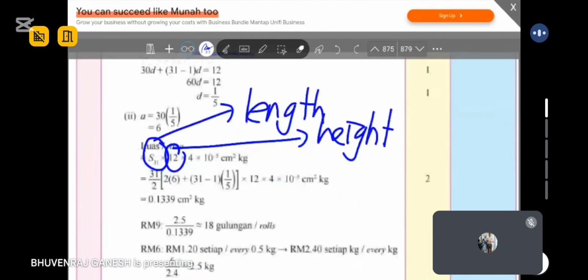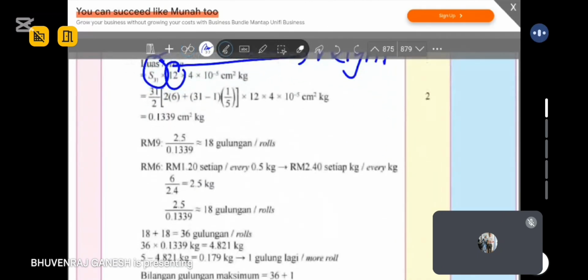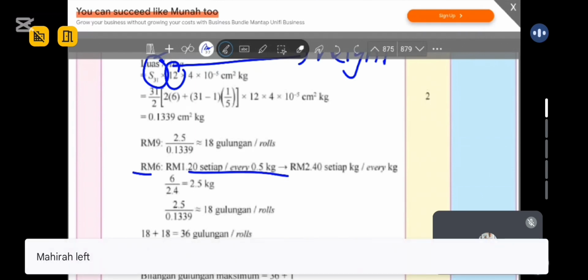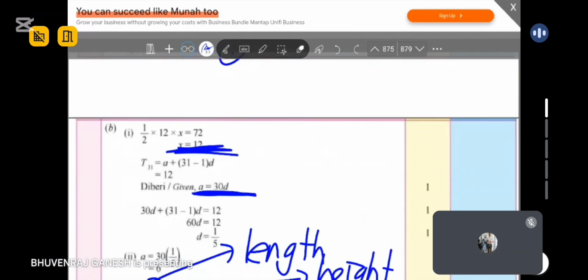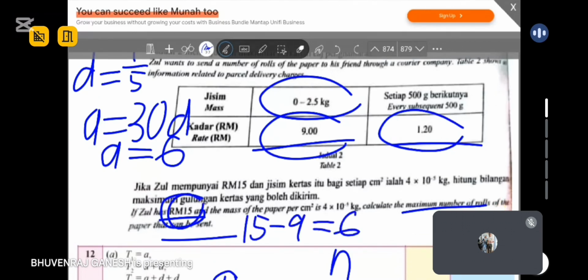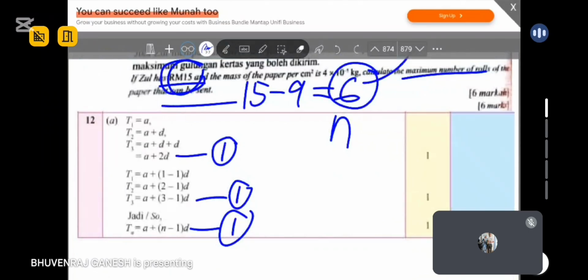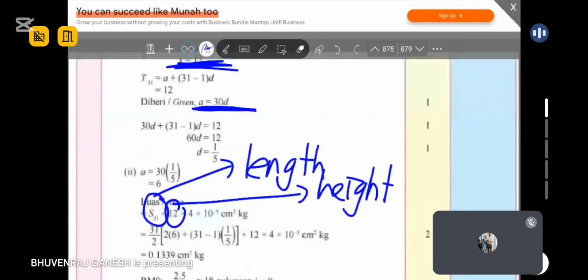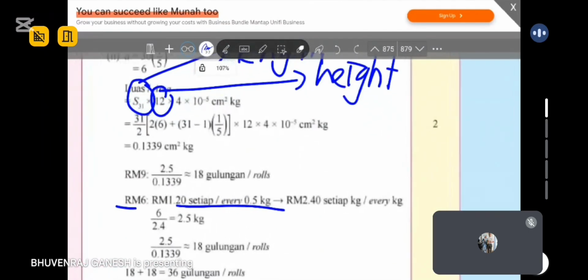So now this one. RM6 means you have to do the ratio lah. RM120. If RM6, so RM6 is RM120 based on the table also. Can you see here, guys? When you already have 15 minus 9, kamu tinggal 6. You spent 9 already. So RM6 is for this one. And then 120 for every 500 gram. That means you have 5, am I right? Because 120 times 5, you have 6.